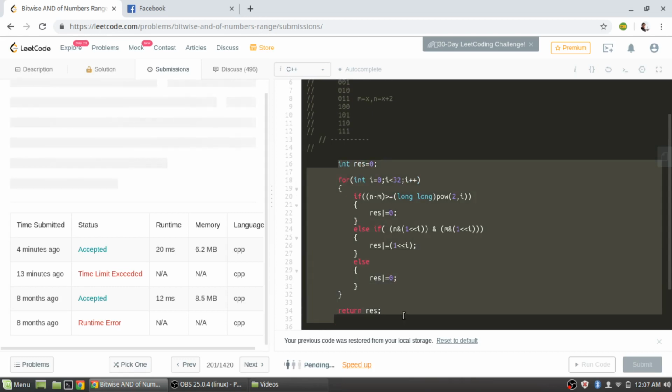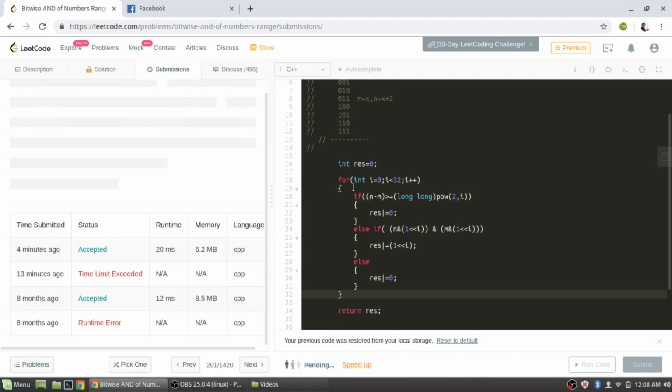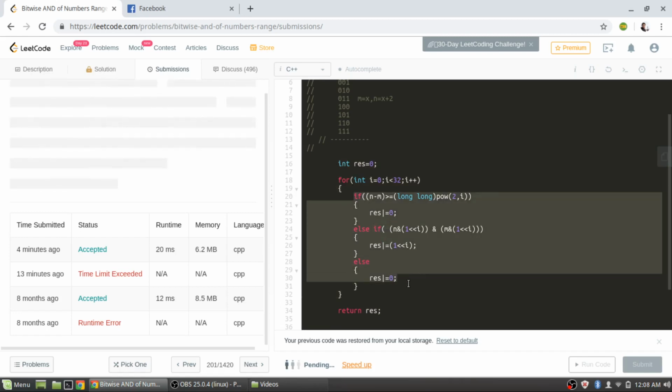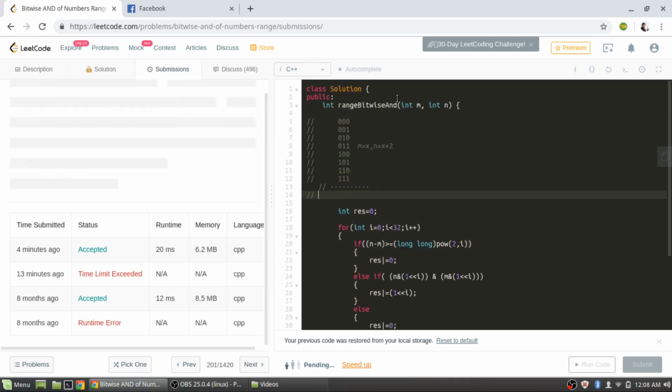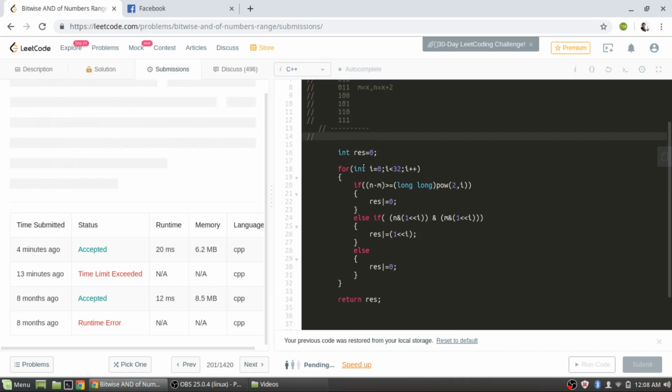The complexity of this solution is O(32), because we only have a for loop which runs 32 times. But if you apply the naive approach, then the complexity is going to be O(10^9). So this is the benefit of using the property of bit manipulation.